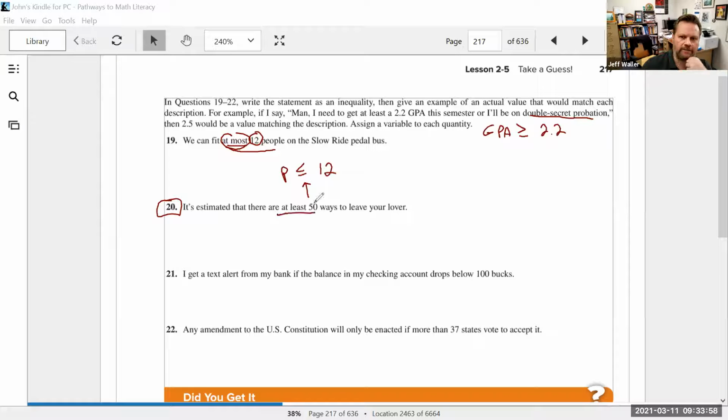There are at least 50 ways. So guys, don't say anything out loud. Write a statement similar to the one I did. I had to pick a variable for myself. So you guys pick a variable and write an expression.